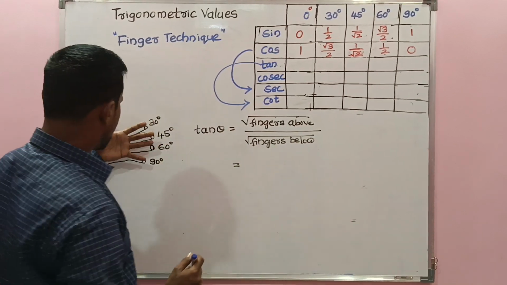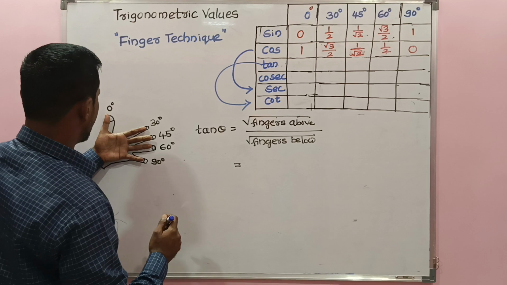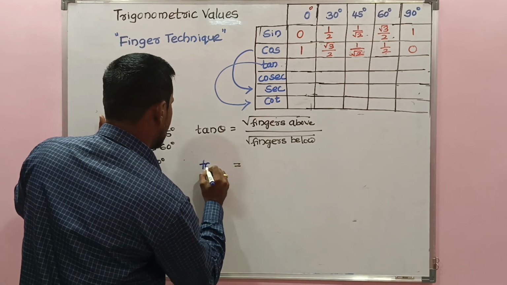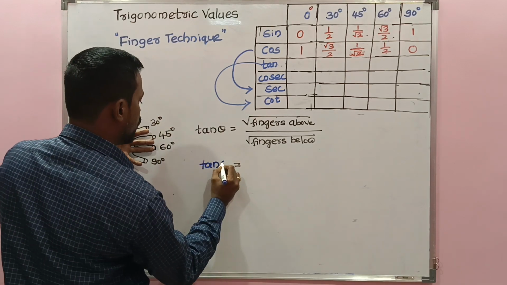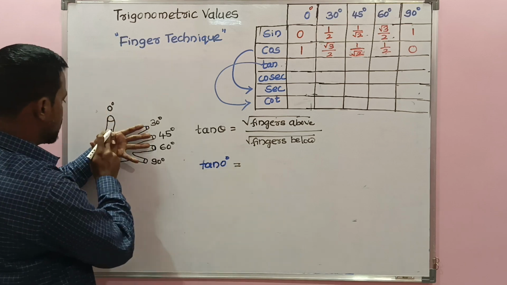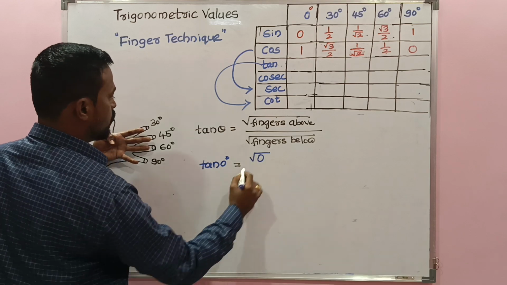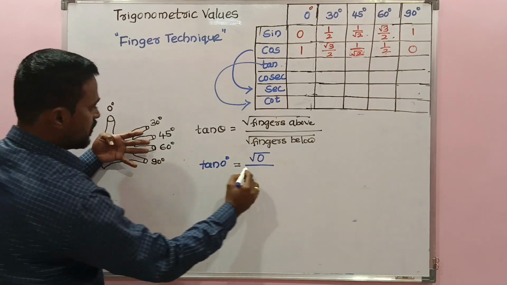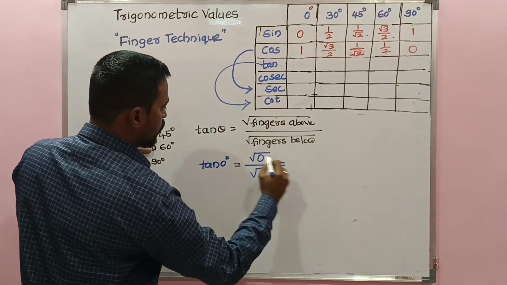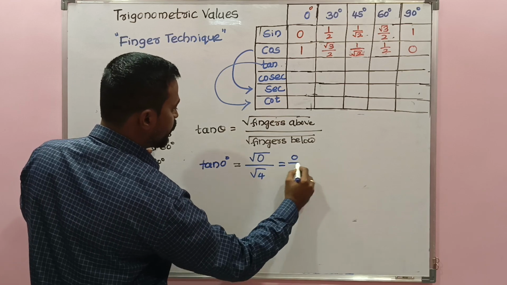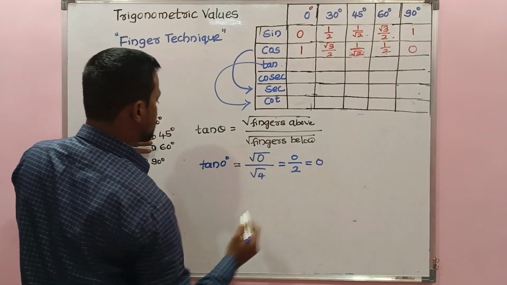Now, I'm going to start from the 0. So for tan 0 degree, I'm going to fold this. How many fingers are above this finger? There are 0. How many fingers are below this finger? There are 4. Therefore, root 0 is 0, root 4 is 2. So finally the answer is 0.